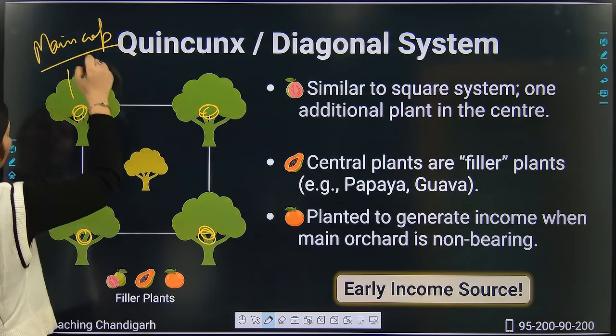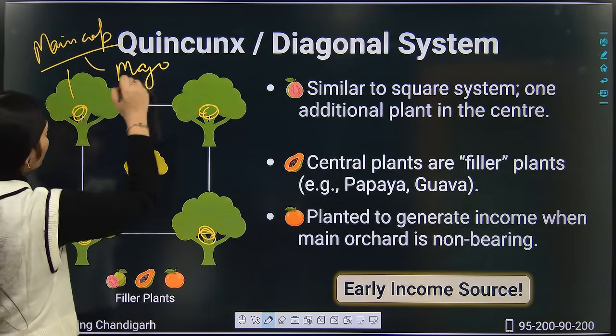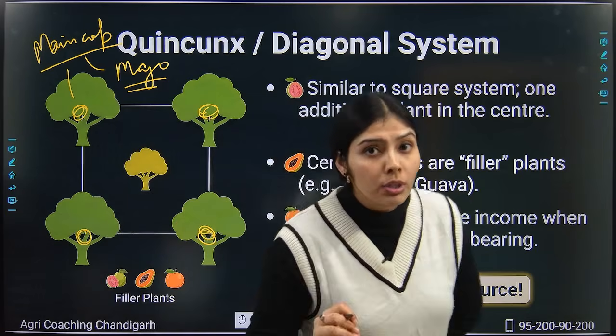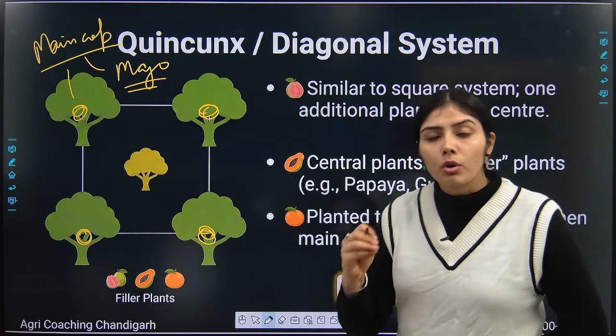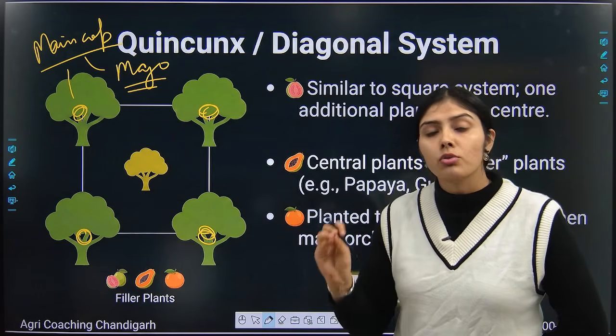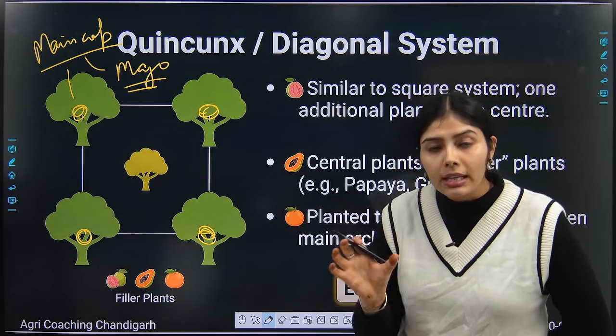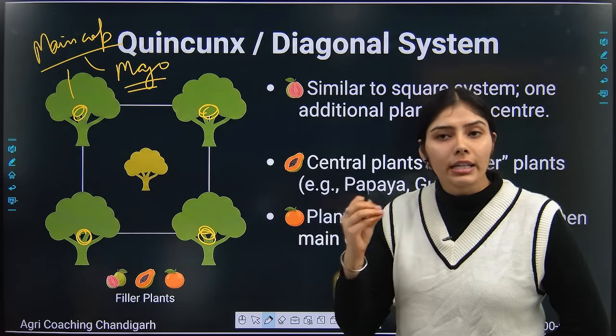So for example, we have planted mango trees. These are the mango trees. Now even if we are planting mango trees by grafting also, the grafted mango trees will take around 5 to 6 years to come into bearing, for flowering and fruiting. So in the meanwhile, how will the farmer earn any income?